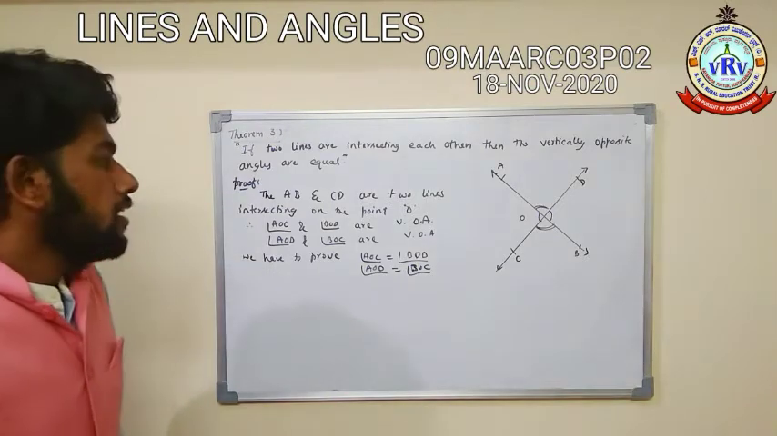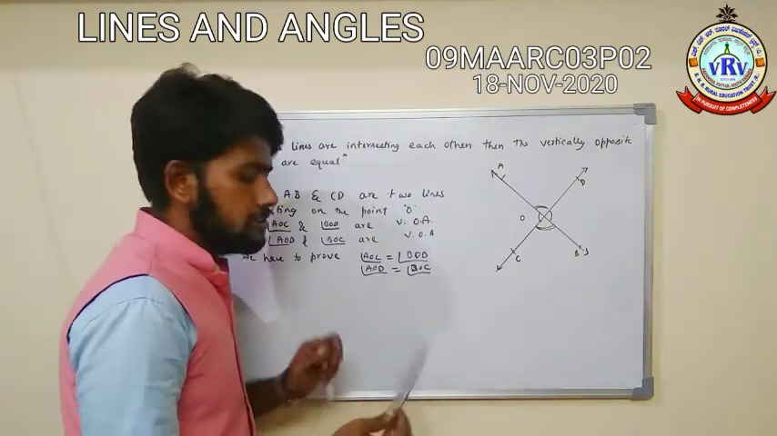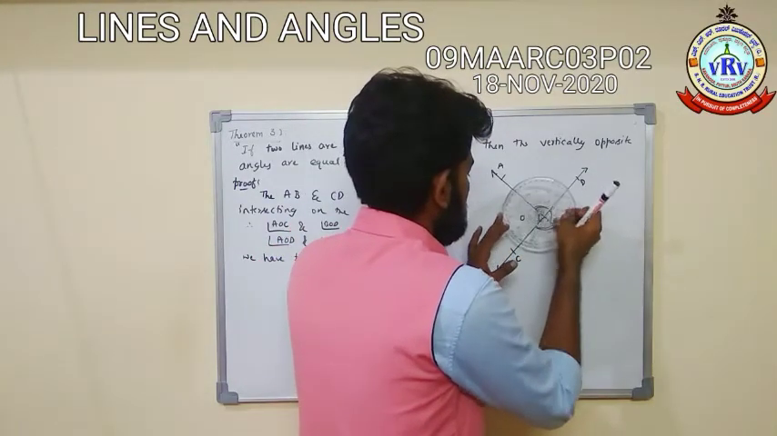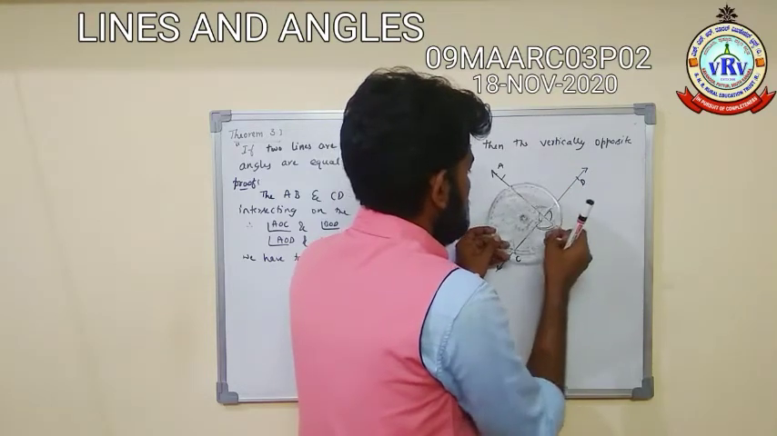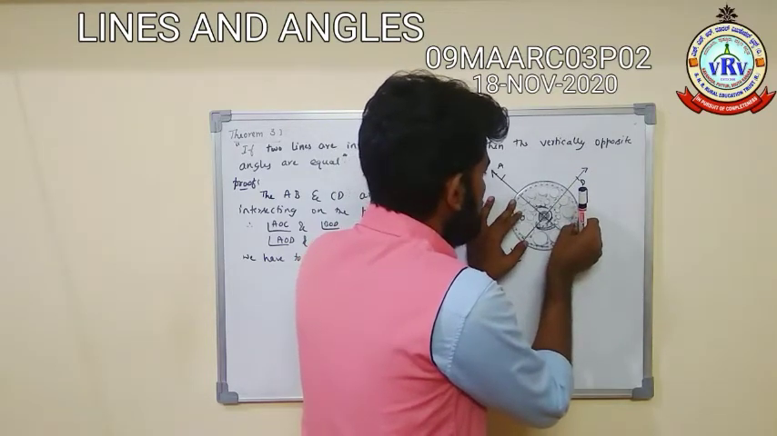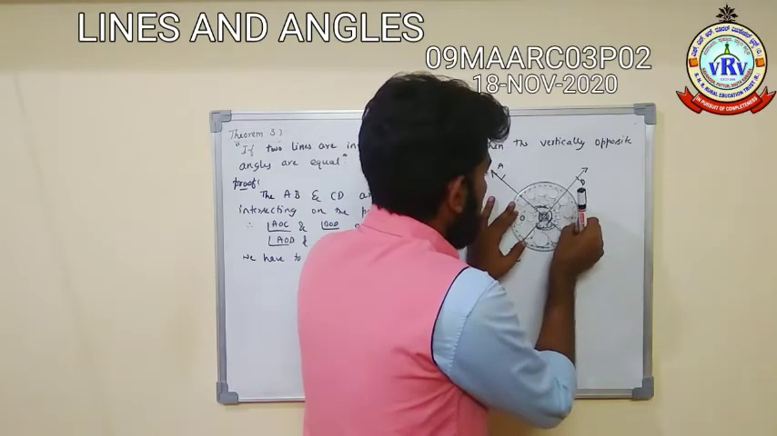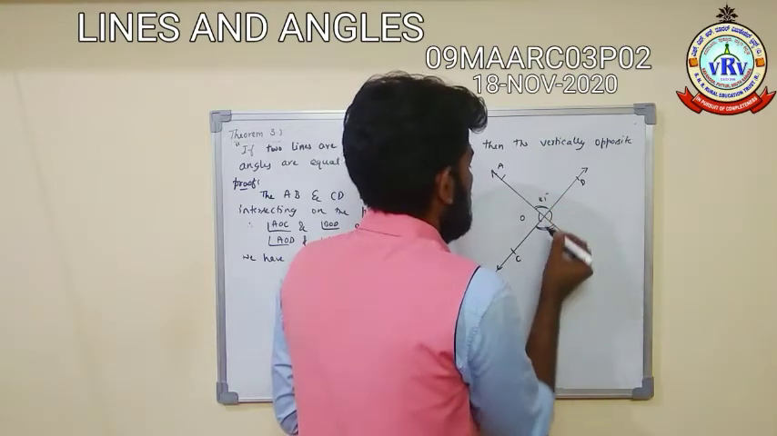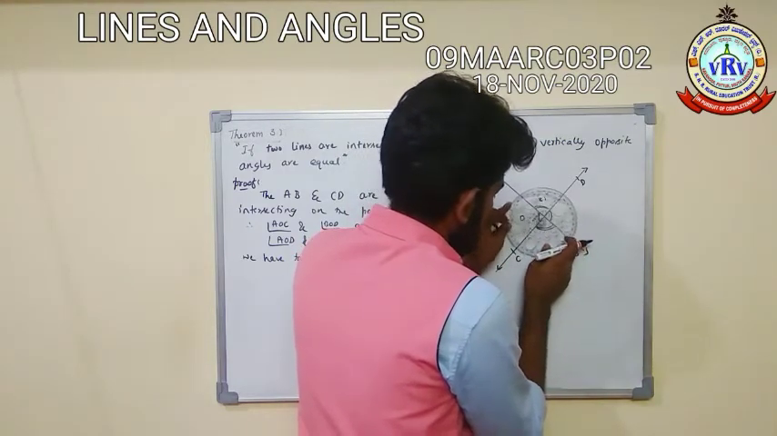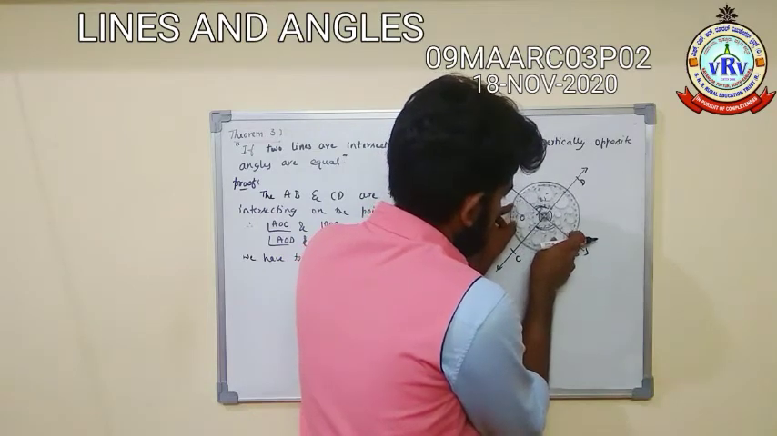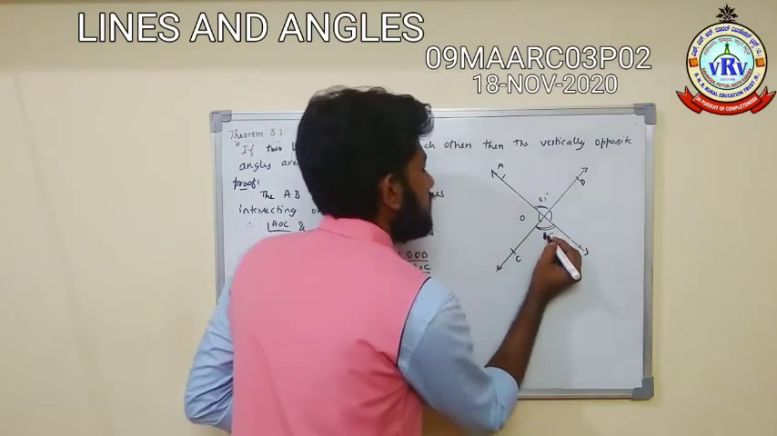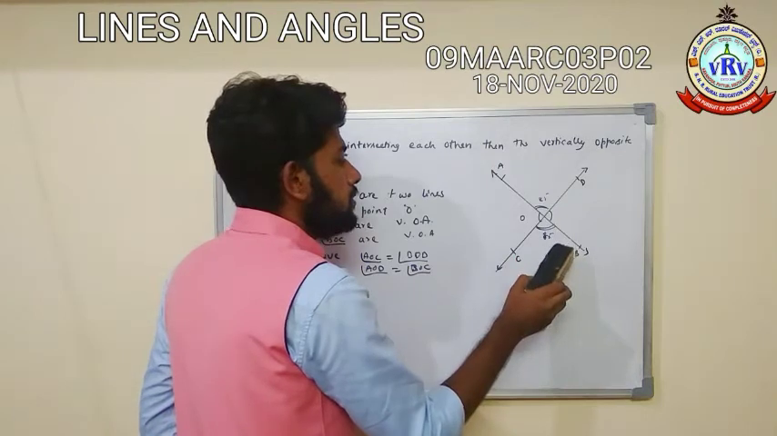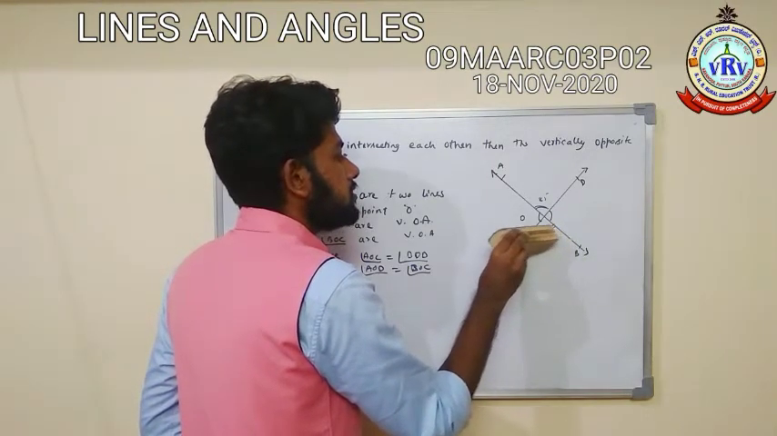Let me check this angle using the protractor. Let me get the value of AOD. The value of AOD I am getting is 85, and here I am getting 85 as well. While measuring the angles, we find that AOD and BOC are one and the same.